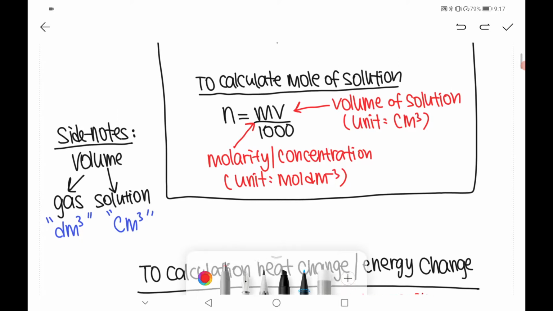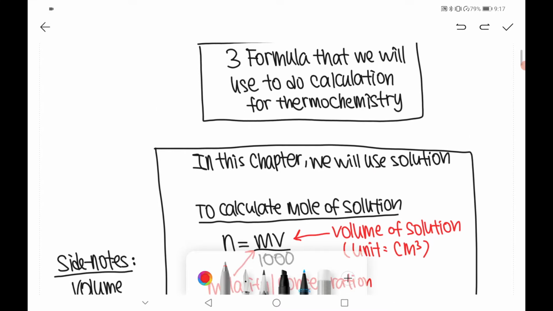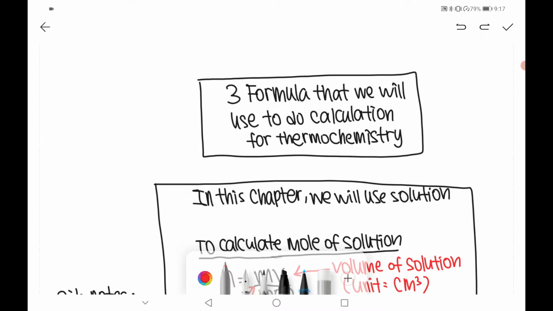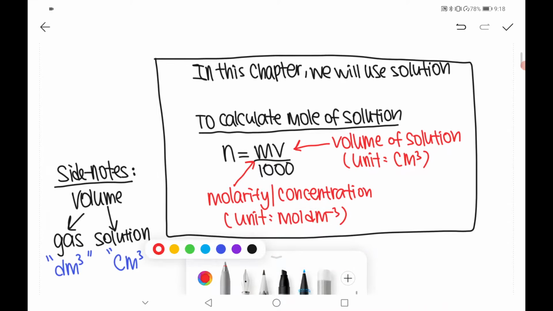Let's continue. Now we already learned this. We have three formulas. The first formula is n equal to MV over 1000. We use this formula whenever we want to find the mole of a solution.